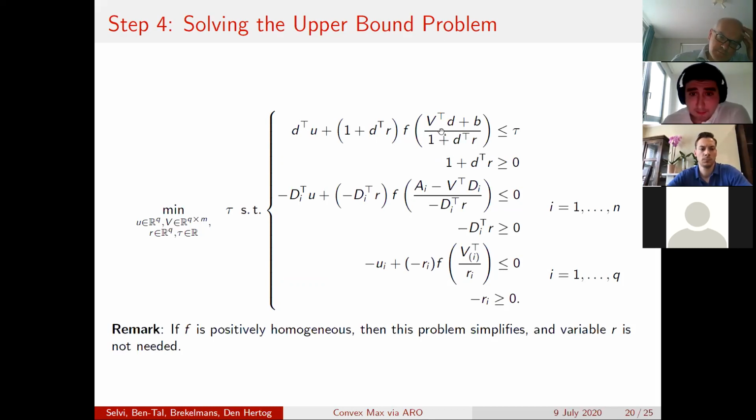And we can simplify this further. If f is positively homogeneous, then the perspectives simplify. We don't have the non-negativity constraints anymore, and the variable r is not needed. So if we have f, which is positively homogeneous, then this problem simplifies even further. A small note: in these constraints, if the non-negativity constraints are equal to 0, then we have the understanding that the perspectives are defined as the recession functions in this case.